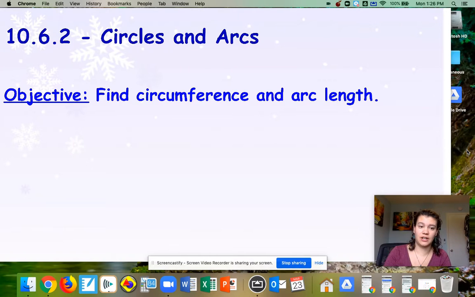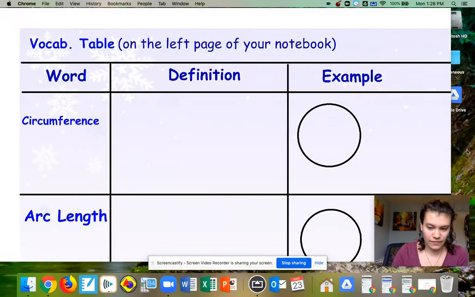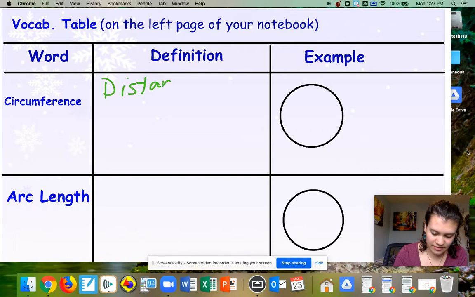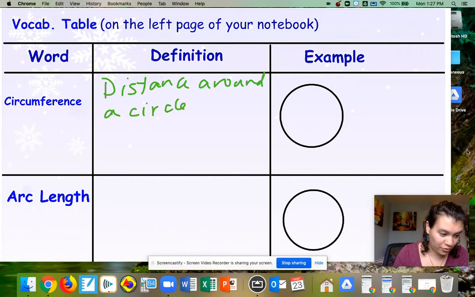Today we are finishing 10.6.2 circles and arcs. So we're going to find the circumference and the arc length of different arcs and circles. So circumference, you've probably done this before, is the distance around a circle. The formula then is C equals 2 pi times the radius. So here r equals your radius.